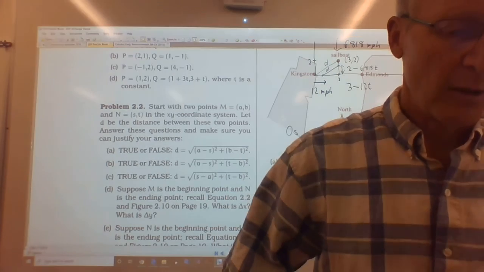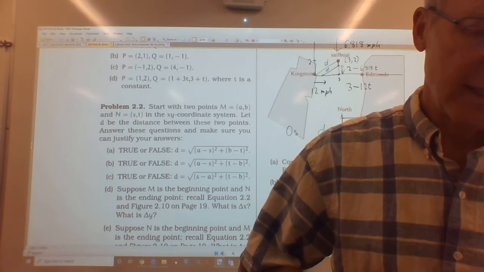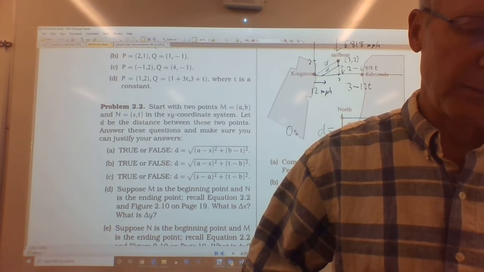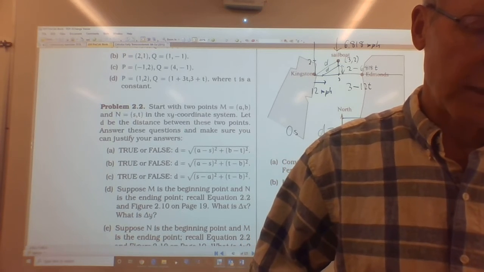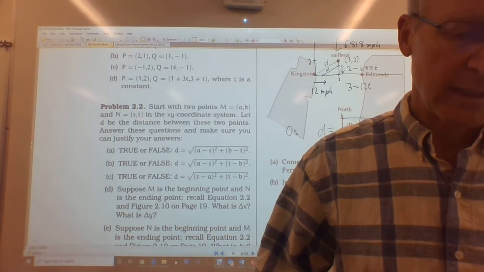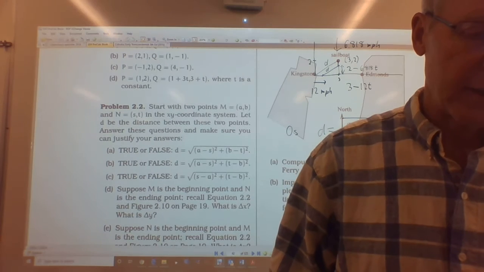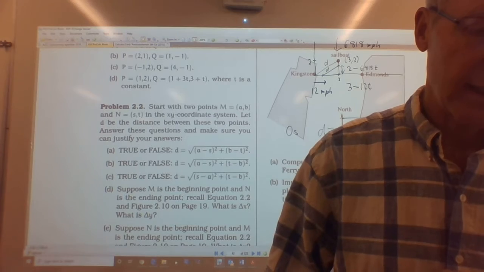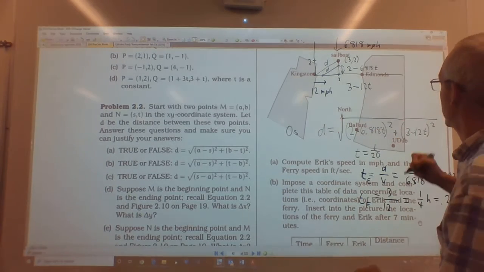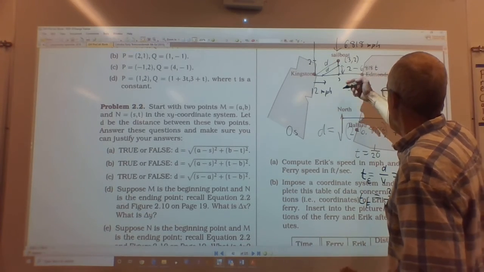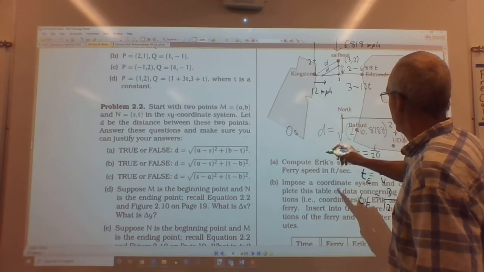Well, it is impossible. Okay, after 10 minutes, Coast Guard boat leaves Kingston heading due east at a speed of 25 feet per second. Will the Coast Guard boat catch the ferry before it reaches Edmonds? Explain. Okay, so due east is this way.